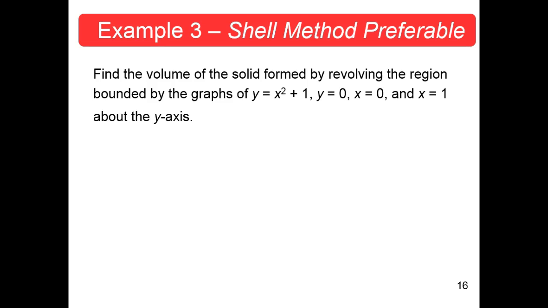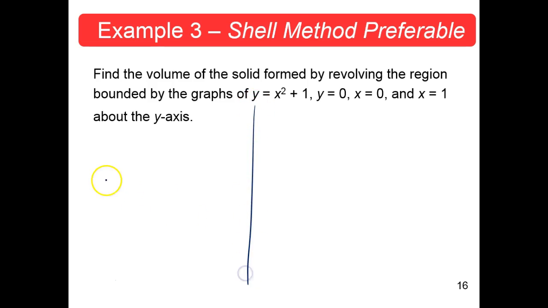Find the volume of the solid formed by revolving the region bounded by the graphs of y equals x squared plus 1, y equals 0, x equals 0, and x equals 1 about the y-axis.